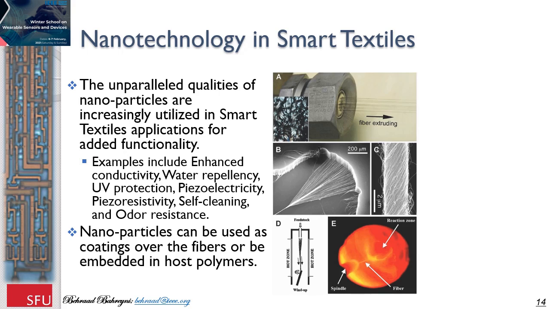shown in figure C. And then figure D and E are another interesting application or way of making these nanoparticle based yarn. In this case, they actually have a hot plasma where the nanoparticles were generated, and they started pulling the fiber right from the center of that plasma where the reactions were happening.